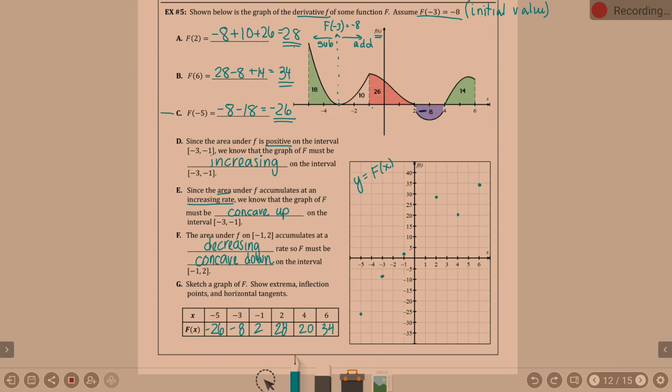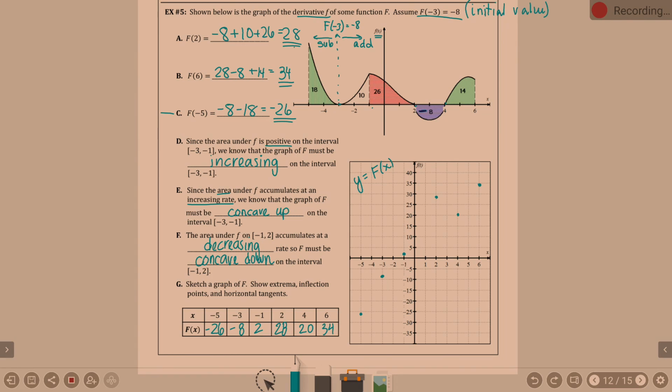We're just graphing ordered pairs, folks. Okay, there we go. Then we can just connect them, right? To an extent.